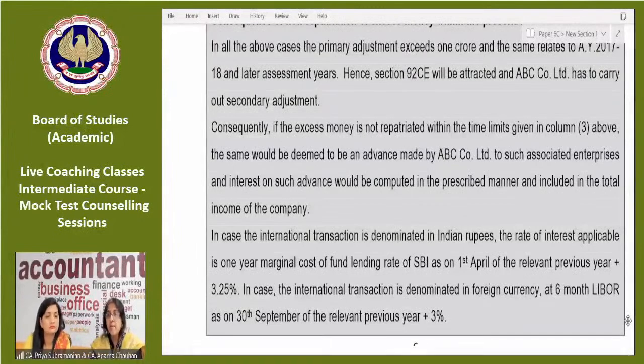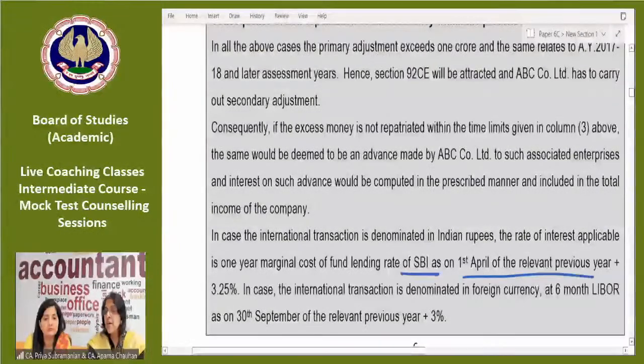If you don't repatriate within the time limit, then in case the international transaction is denominated in Indian rupees, you have to compute interest at the rate of 1 year marginal cost of fund lending rate of SBI as on 1st April of the relevant previous year plus 3.5%. Whatever it is, say if it is 9%, it will be 9% plus 3.25%, it will be 12.25%.